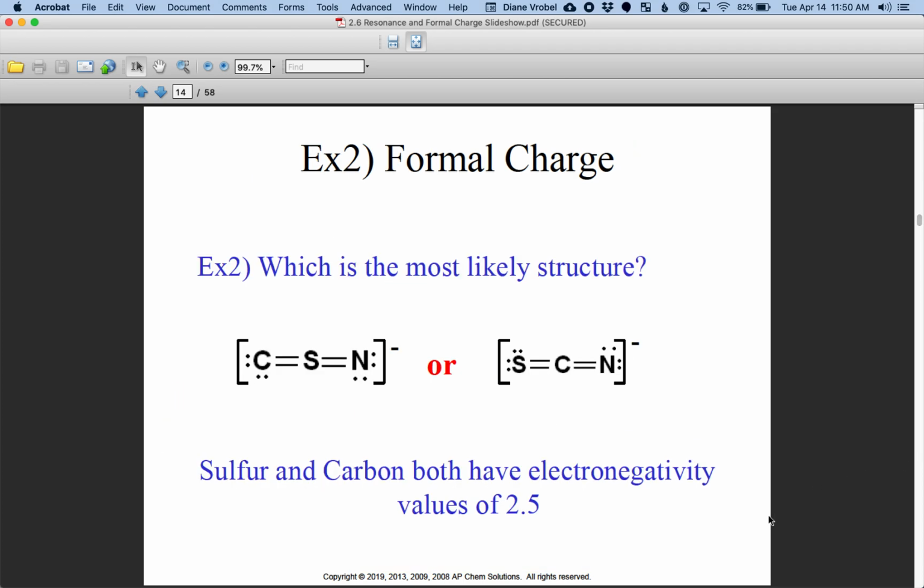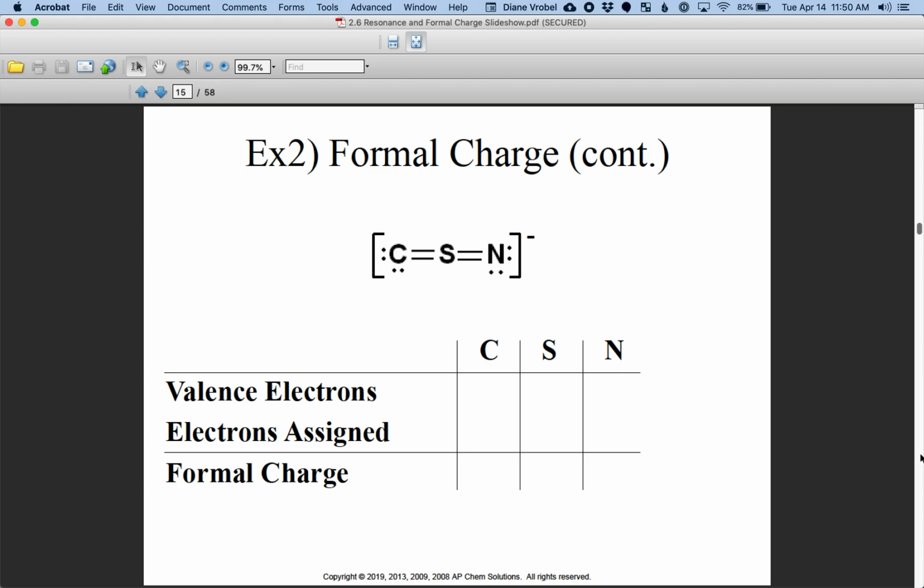Okay, here we have two sets of polyatomic ions. Notice they have a negative charge overall, so we would need to factor that in when we figure out formal charge. And sulfur and carbon share electronegativity, so the question is which one is going to be the central atom? Okay, so valence electrons, we should have 4, 6, and 5. And sure enough, we do.